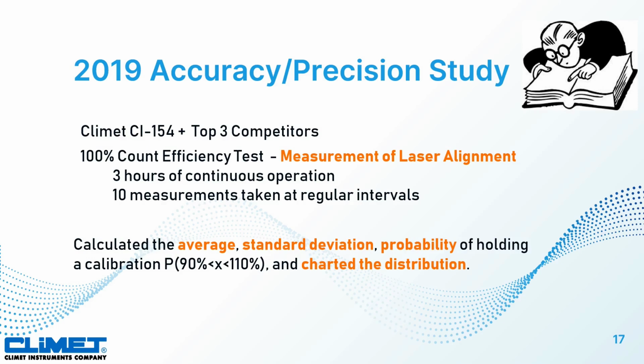To meet the ISO 21501-4 standard, the lowest channel is challenged with particles 1.5 to 2 times its size, and the counts must be within plus or minus 10%, or between 90% to 110% of the particle count.